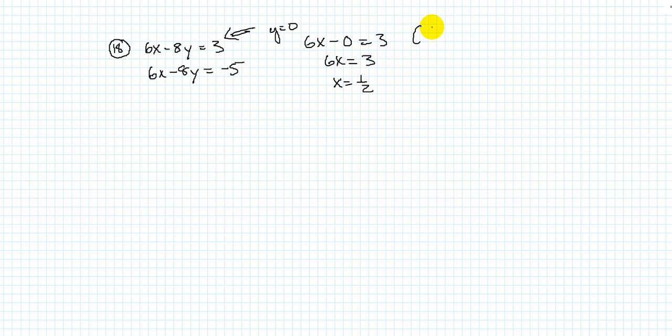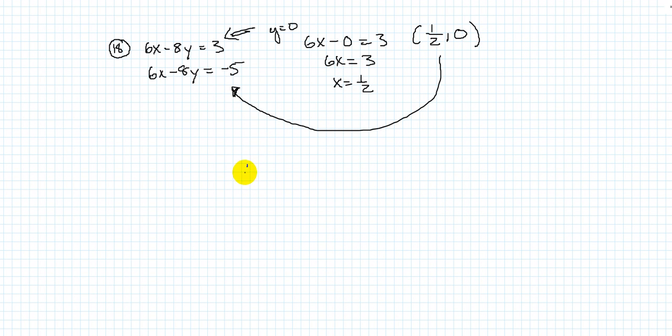You could have chosen any number. You can choose something that might make y easier. It doesn't matter, but I have 1/2 and 0, and now I'm back to the same type of problem that you had in 11 through 16. Here's a point, here's a line, and let's go ahead and find the distance from that.